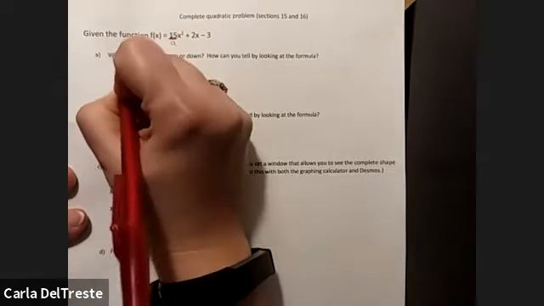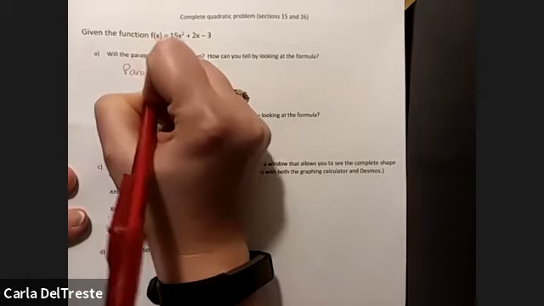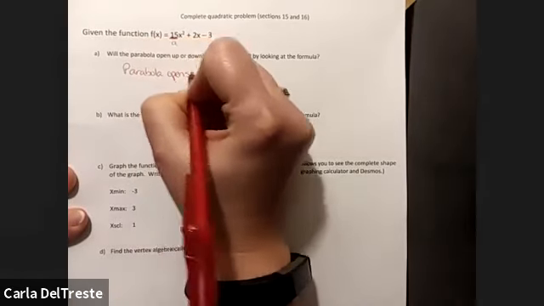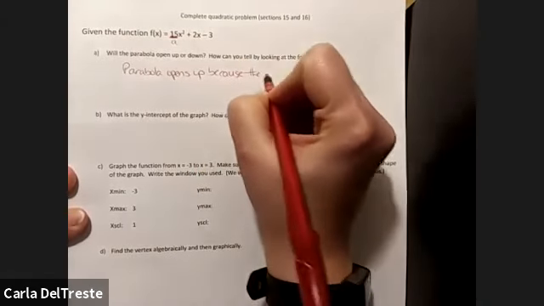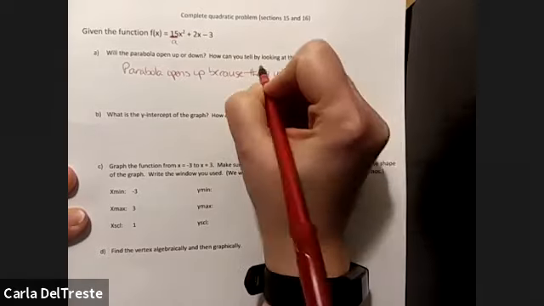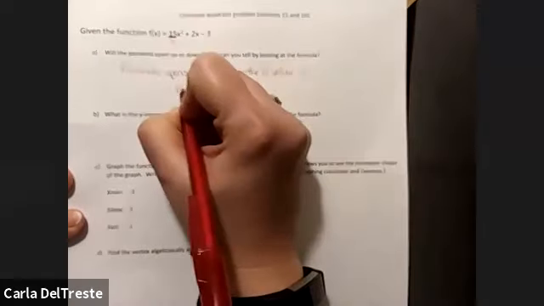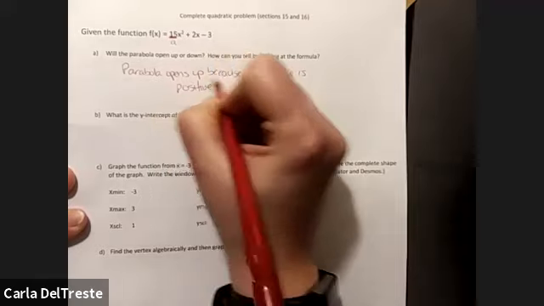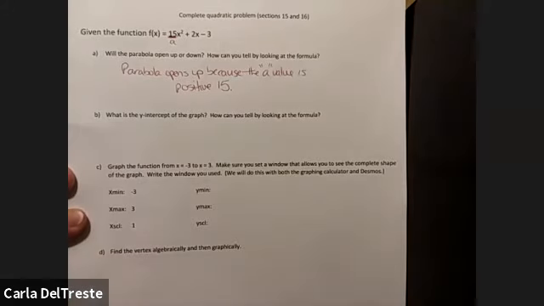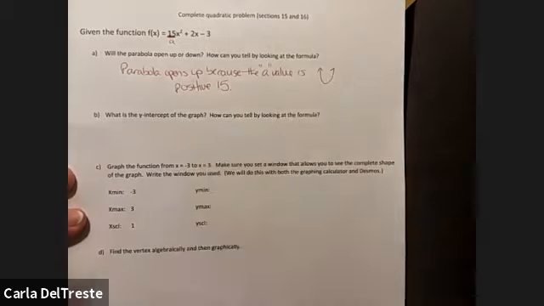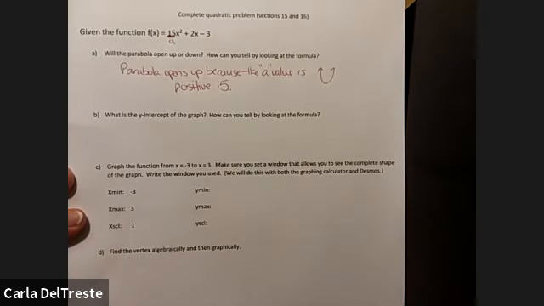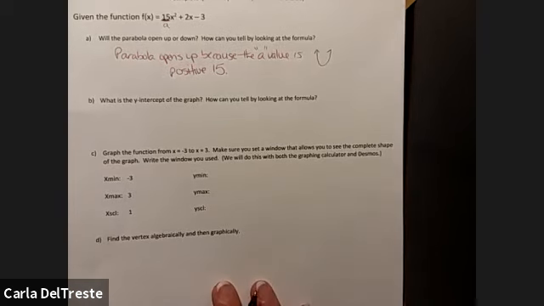So I can say the parabola opens up because the a value is positive 15. And that's how we can tell. Now, what does open up mean? It means we're going to have a U-shaped graph as opposed to an upside down U, because a parabola is a U-shaped graph, either open up or open down.